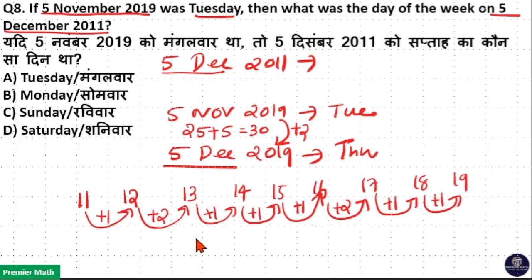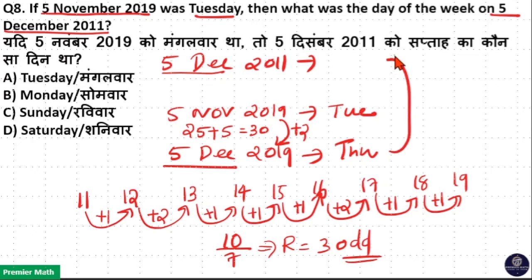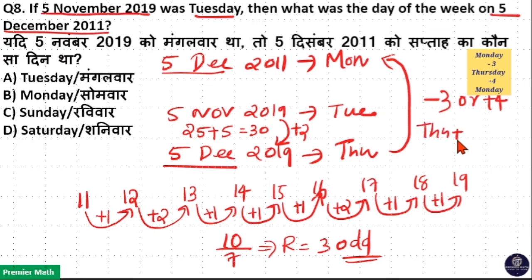So total 1 plus 2, 3, 3 plus 1, 4, plus 1, 5, plus 1, 6, plus 2, 8, plus 1, 9, plus 1, 10 odd days. Total 10 odd days means 10 by 7 gives remainder 3. So there are 3 odd days between 2011 and 2019. Here this is going backward. So Thursday minus 3. We calculated 2011 to 19, but this is going backward. That is 3 days behind Thursday, which is Monday. Or you can calculate minus 3 or plus 4. 3 plus 4 is 7. So Thursday plus 4 or Thursday minus 3, both are Monday. So 5 December 2011 was Monday.